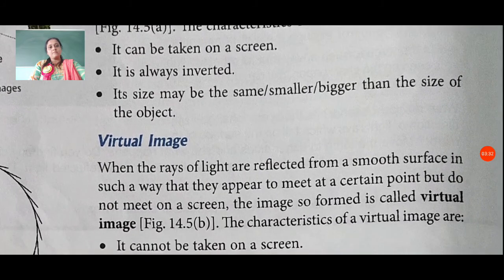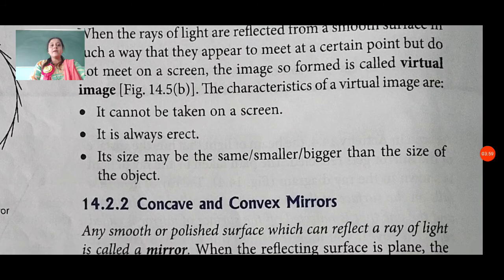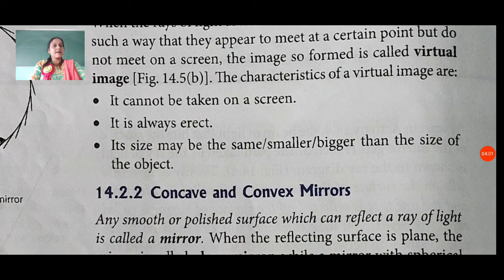But in a virtual image, the rays of light are reflected from a smooth surface in such a way that they appear to meet at a certain point but do not meet on a screen. The image so formed is called a virtual image. Figure 14.5b is a virtual image. It also has some features. It cannot be taken on a screen. It is always erect. Its size may be the same, smaller, or bigger than the size of the object.